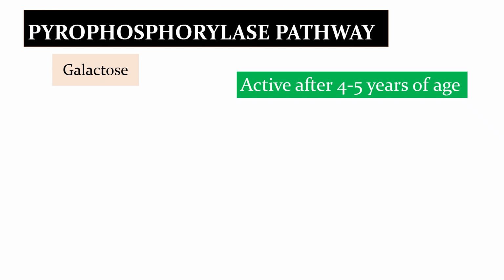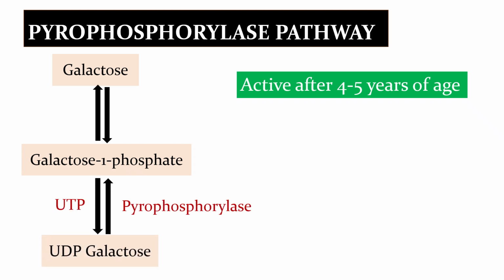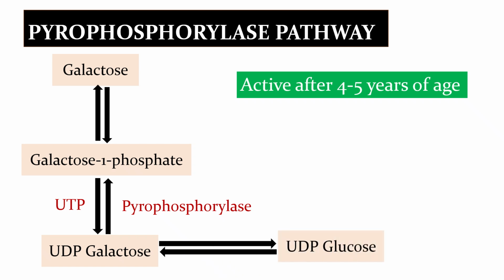First step, galactose in the presence of galactokinase gets phosphorylated to galactose 1-phosphate. Then galactose 1-phosphate combines with UTP in the presence of pyrophosphorylase to produce UDP galactose. UDP galactose in the presence of epimerase gets converted to UDP glucose.